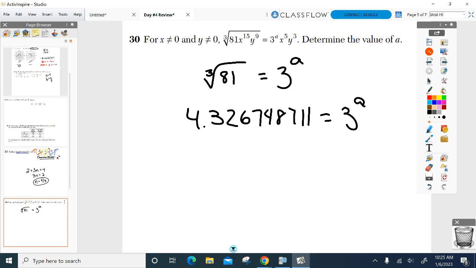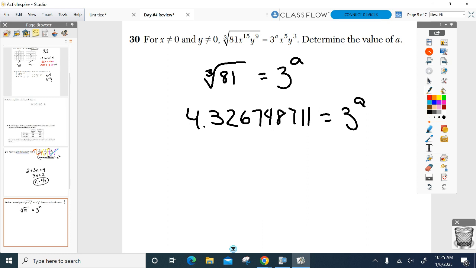I think we've done this once or twice already. What are we solving for? A. Where is it? It's an exponent. We're solving for an exponent. So what's going to be involved then? Logarithms. Logs.